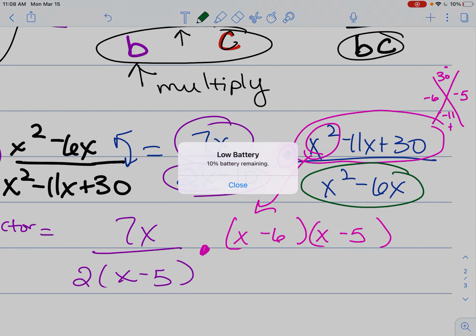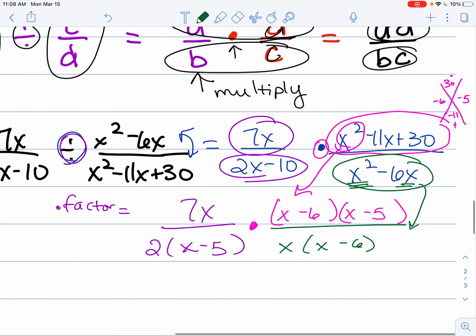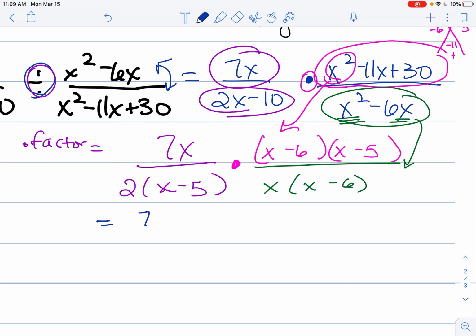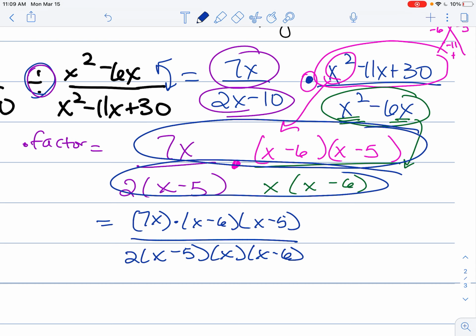And then the last thing we need to factor is this x squared minus 6x. We see they both have a common factor of x. So when I pull that out, I get x minus 6. Okay, so everything is factored now. We're going to rewrite it. So 7x times x minus 6 times x minus 5 all over 2 times x minus 5 times x minus 6. So again, we multiplied across the top, multiplied across the bottom.